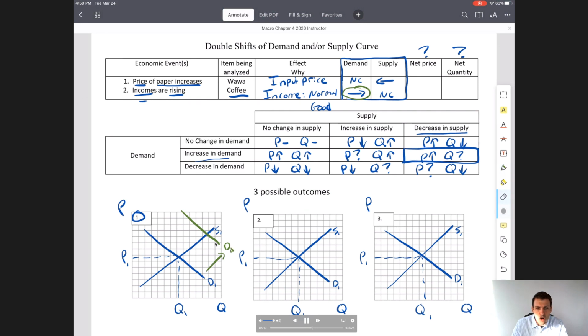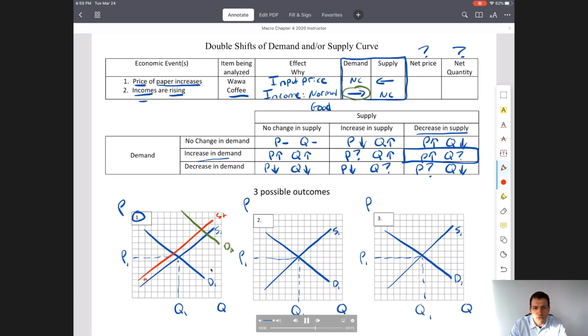And so you just want to draw a big shift on the demand curve, and then draw a small shift in the supply curve. Let's say paper costs are just going up a little bit, all right? So let's go ahead and draw that in. Again, S2, D2. Now you see a bunch of equilibriums.